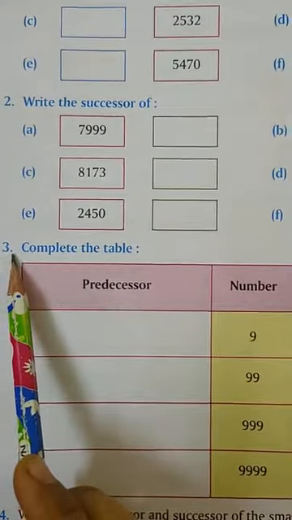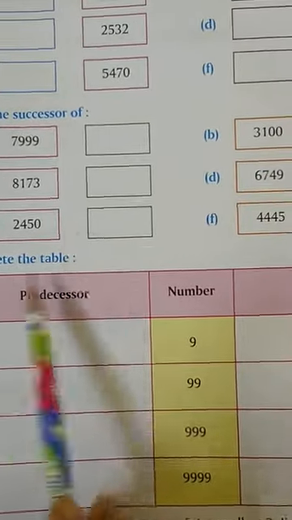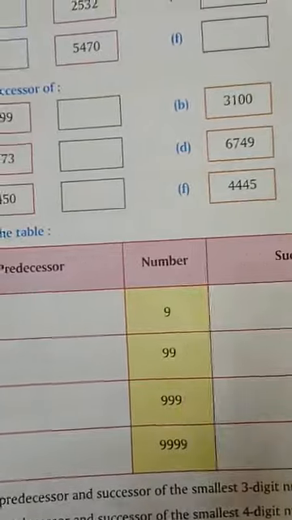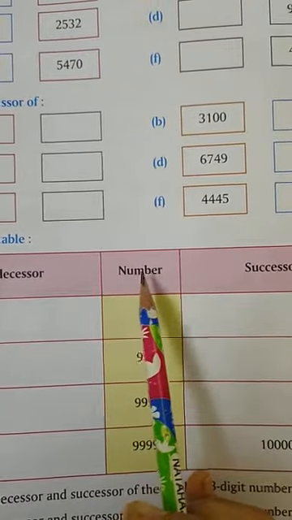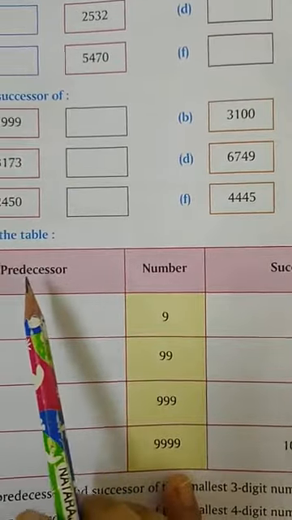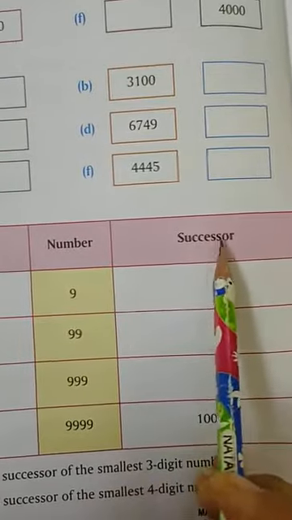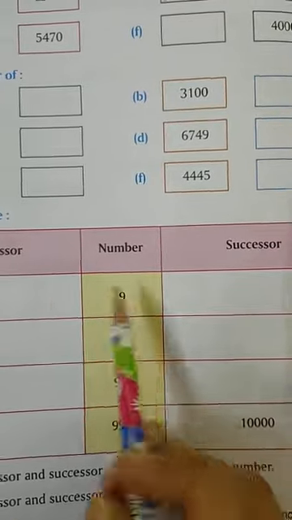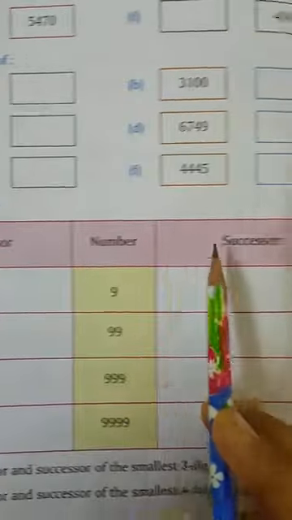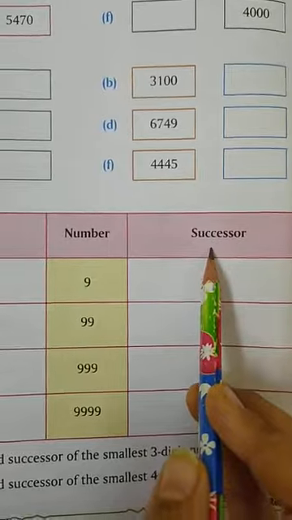Here is question number 3. You have to complete the table. This is the table. You have to complete it. This is number, this is predecessor, and this is successor. For this number, you have to find out its predecessor and its successor.